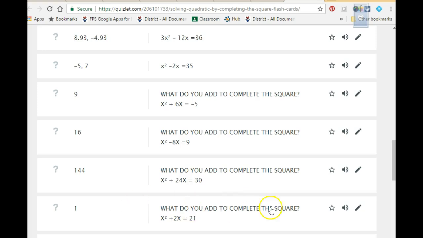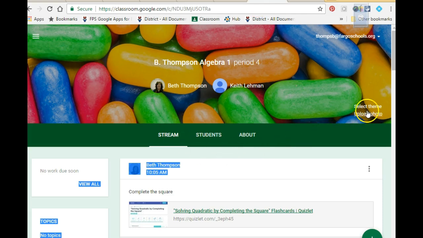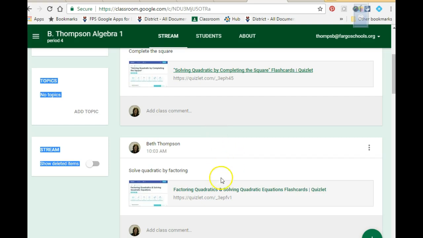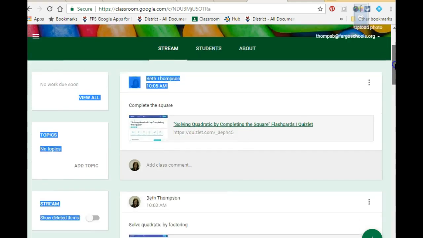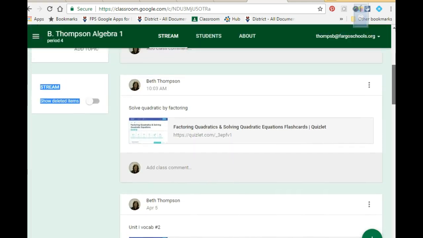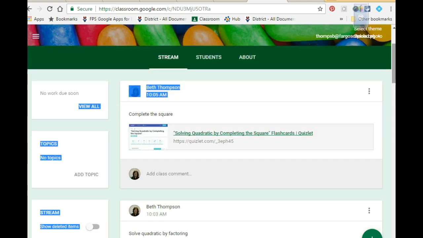So some of those are really good ones to take a look at. And the second one that I put on there for completing the square, I put another completing square. And I might have put it in the other class. I'll take a look. But there's another one that I have that's also really good with completing the square.